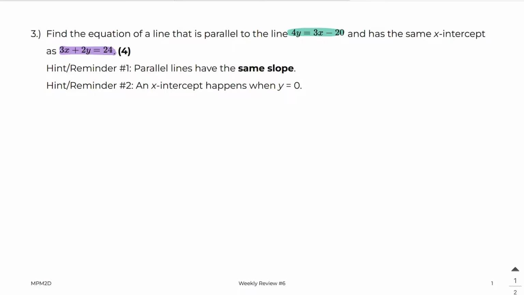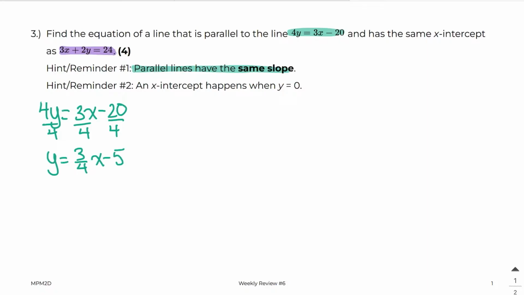And the first hint that's given to you is that parallel lines have the same slope. And that's going to be helpful because if the line that I'm looking for is parallel to this line, then that means that it will have the same slope as the line that is highlighted in green. So I'll start by trying to find out what the slope is of this line. And in order to find the slope of this line, I just have to isolate y. So right here, when I do this, I get y equals 3 over 4x minus 5.